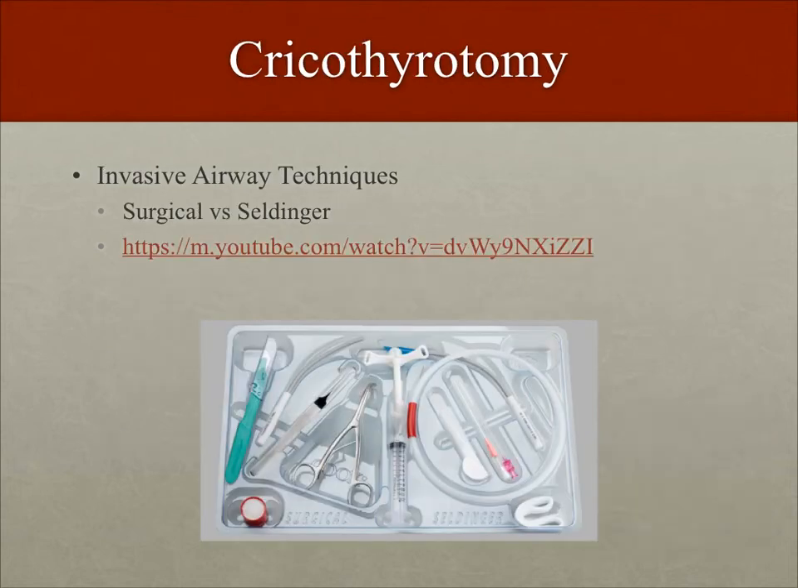There are two techniques for performing a cricothyrotomy, the surgical and the Seldinger. Equipment for both are in the tray. This is a YouTube link video for a surgical technique. This is the one we'll review at the workshop. The steps for the surgical technique are as follows.